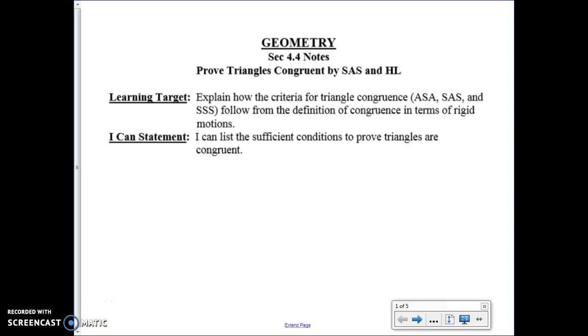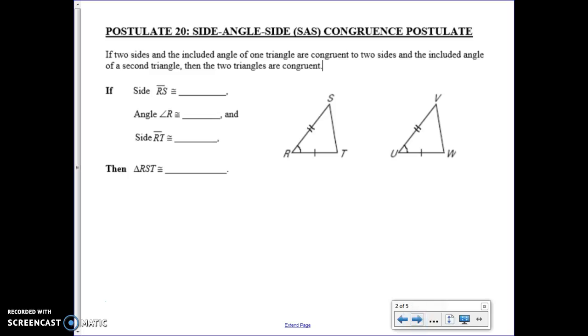Alright guys, today we are looking at a couple more of our shortcut methods. In our last lesson we talked about side-side-side congruence. Today we're going to talk about side-angle-side and hypotenuse leg.